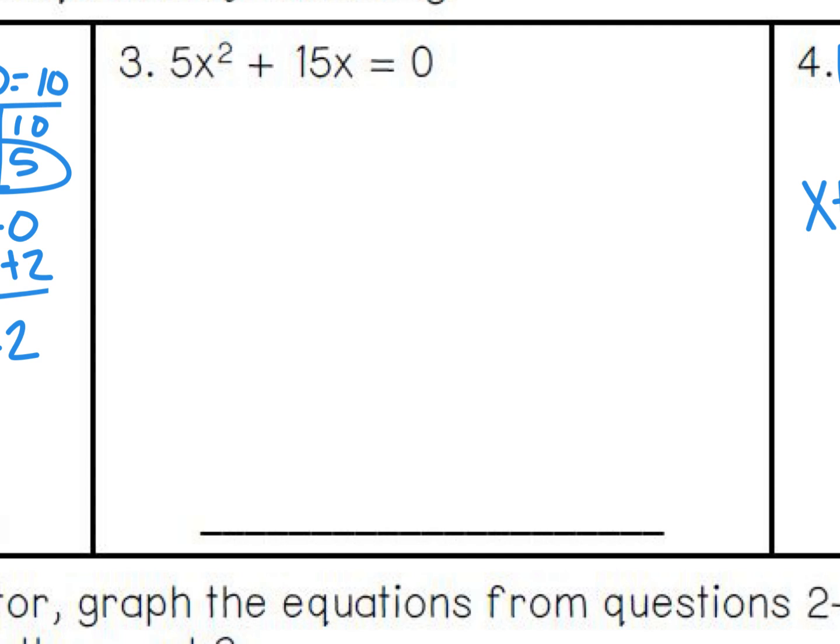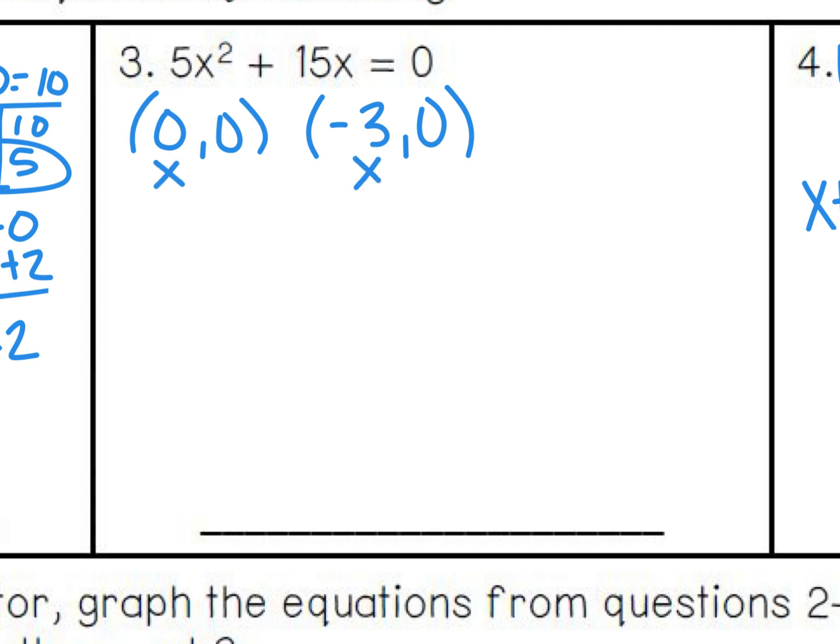So let's take a minute. I want you to graph number 3 in Desmos. When we graph this, we got (0, 0) and (-3, 0). These are your roots. Guys, we're only worried about the x values. If they gave us this and they asked us about the factors, guys, we're just setting these equal to 0. Right? Because that's what our x's are.